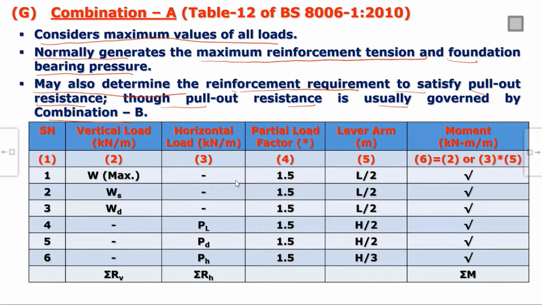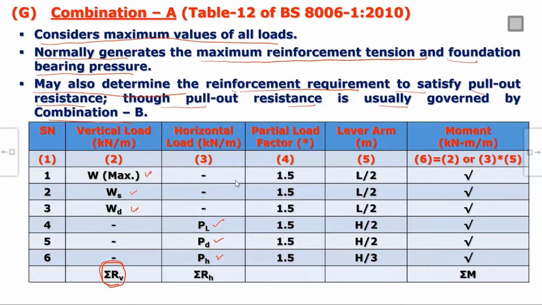So now combination A. First, in this table I put the vertical loads. Vertical load one is the weight of the reinforced block, and that is W max because it says maximum. Then the components of surcharge, WS and WD, and the summation of all this will be summation RV. Similarly, the horizontal loads will be PL due to live load surcharge, PD, the active earth pressure due to dead load surcharge, and PH, the active earth pressure due to backfill.